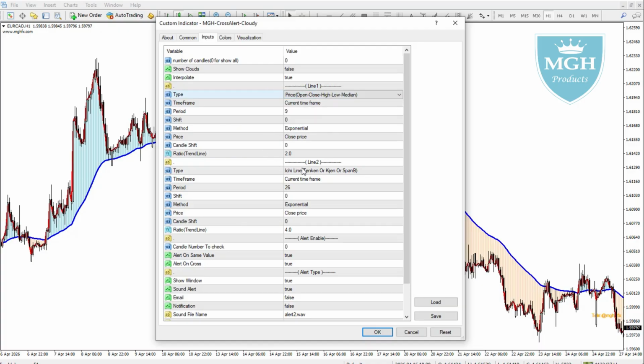The indicator gives you full flexibility to monitor virtually any crossover scenario, all in one tool, with real-time alerts.